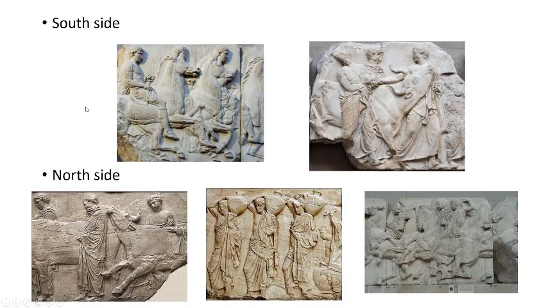Here's a couple of examples. Again, it would have been continuous, 525 feet, I think, of continuous iconography. But here's a few examples. Here are some of the examples on the south side. This is one of the things that gives us an idea that it's a ritual setting.